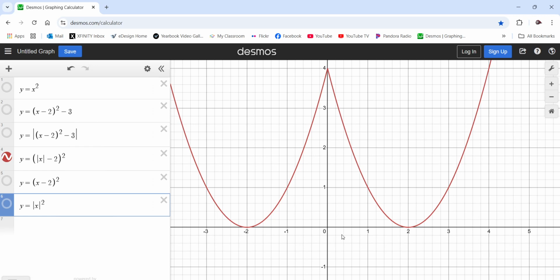Does that make sense? So if you put a 0, you're at 4. Put a 1, you're at 1. Put a 2, you're at 0. Put a 3, you're at 1. And then it just keeps on going.